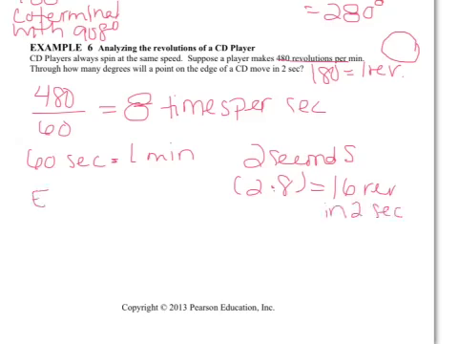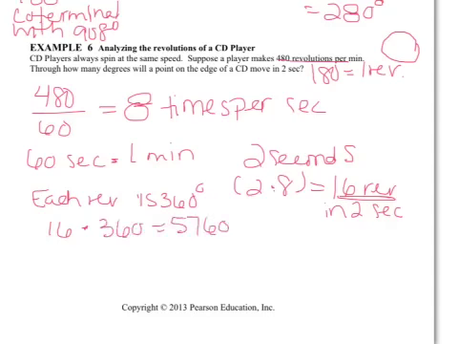So each revolution is 360 degrees. So here we have 16 revolutions, right? So we would take 16 times 360 degrees, which equals 5,760 degrees. So if we go back, we could actually do this another way also.